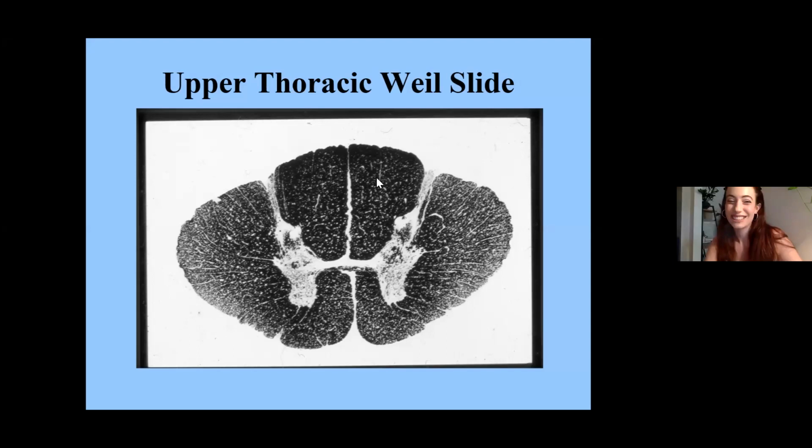So here we're in this upper thoracic and the actual slide. So again, you can see the dorsomedial septum. Very lightly, you can see the dorsolateral septi that separate the fasciculus gracilis from the fasciculus cuneatus. And we just sort of move along there. Okay, let me go to the next slide here.